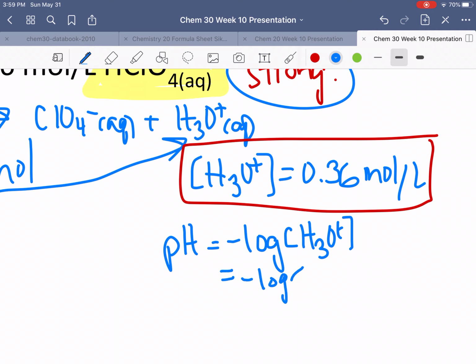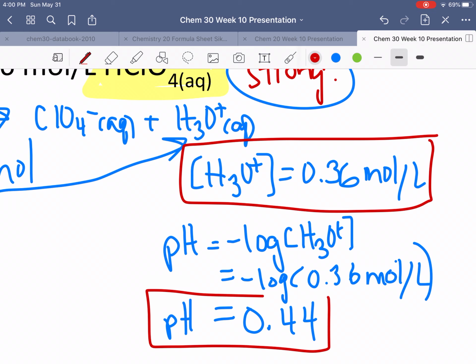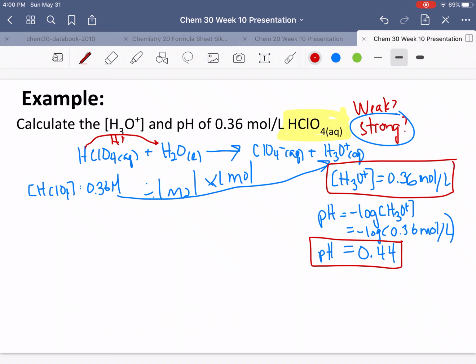Negative log 0.36. There was no rounding we had to do here, right? We didn't do any. But regardless, always use the long original values, right? Only round at the end of what you're trying to figure out. So we found hydronium, that one is done. When we use hydronium again, use the unrounded value. My pH though now should be rounded because I'm just going to finish there. 0.44 pH. Indeed, a very low pH, indicating this is absolutely a strong, strong acid.